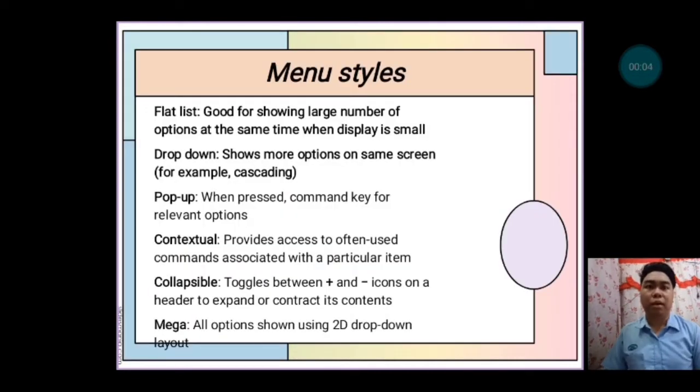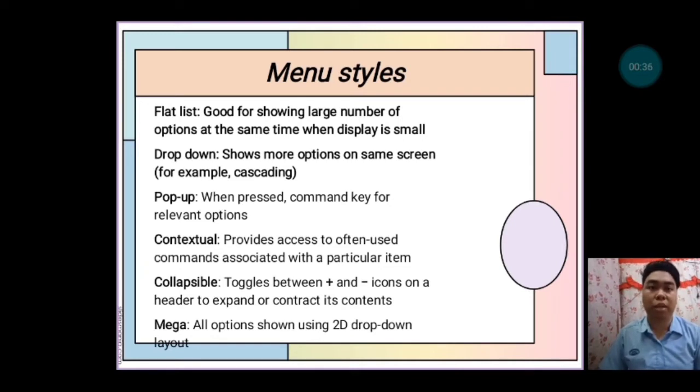Menu styles. First, flat list, good for showing a large number of options at the same time when the display is small. The flat list component displays similarly structured data in a scrollable list. It works well for a large list of data where the number of list items might change over time. The flat list shows only the rendered elements which are currently displayed on the screen, not all elements of the list at once.